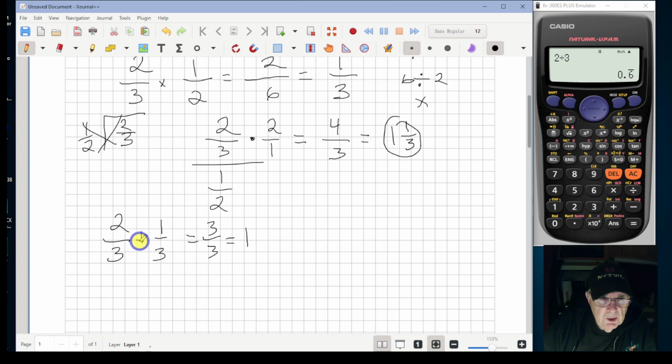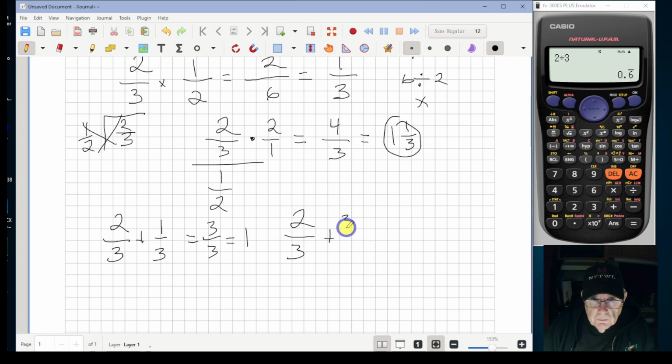And if we were subtracting, then we would subtract one from the other, and in that case we'd get 1/3. All right. That's well and fine if the denominators are the same. Where the trouble comes in is when we are adding two fractions and they do not have common denominators.